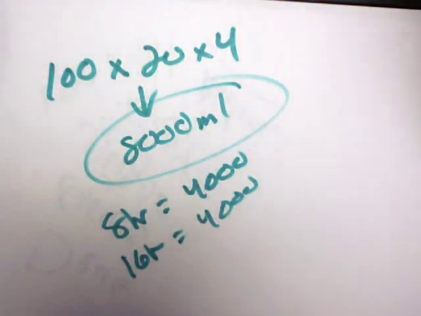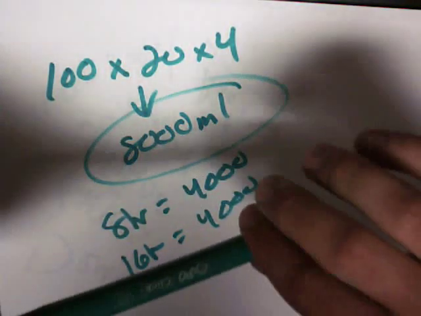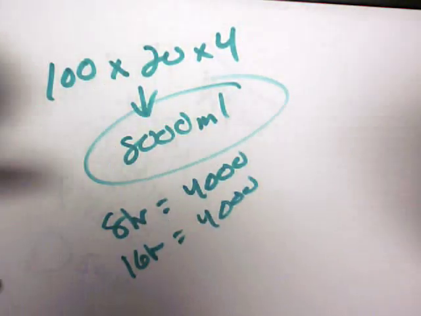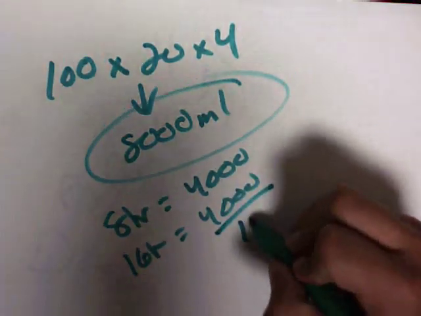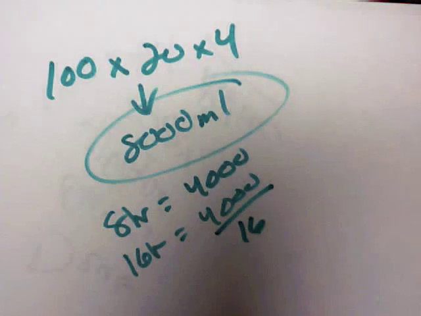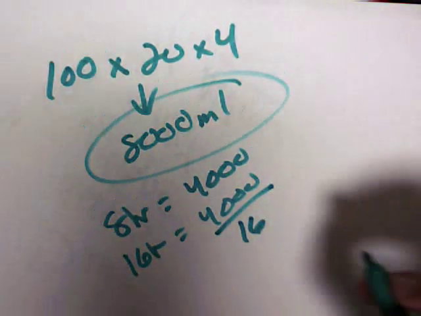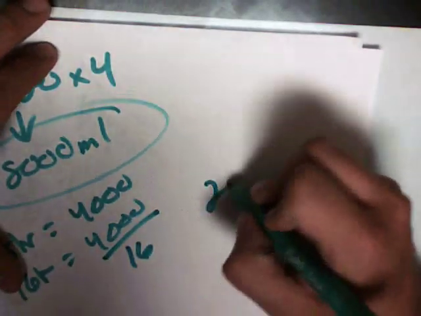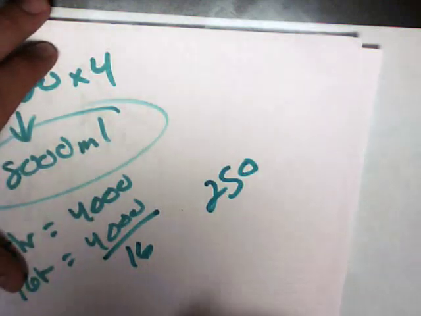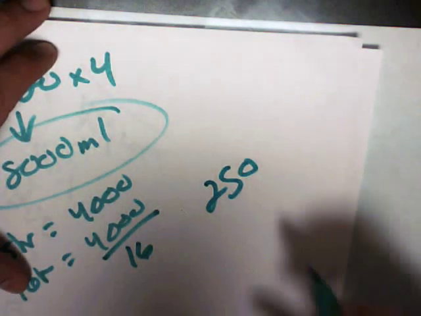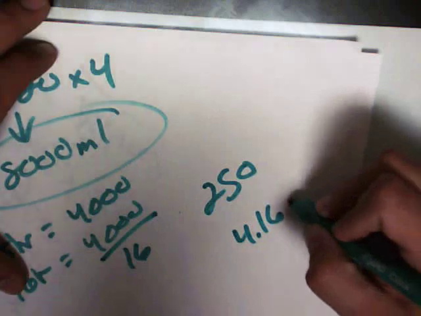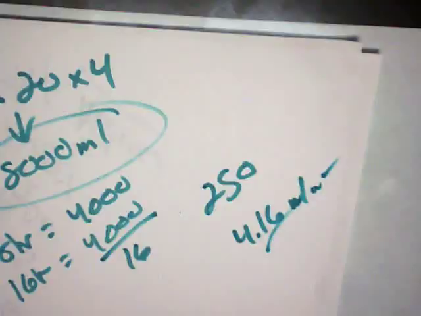For example, if the question was referring to the last 16 hours, I need to get a drip rate, I would of course need to take this 4,000 and divide it by 16 to come up with my cc's per hour, which is actually 250 for those of y'all keeping track at home, divided by 60 again, and it's going to be 4.16 milliliters per minute. Alright, so I hope this helps you out.